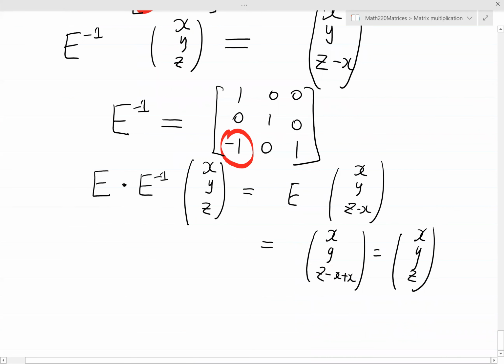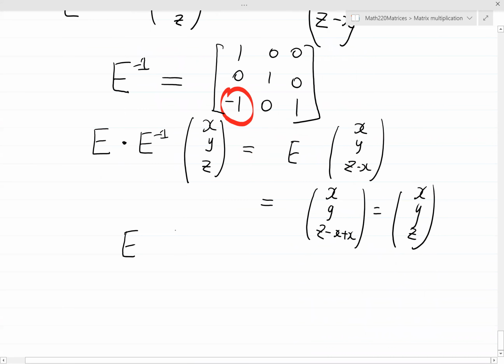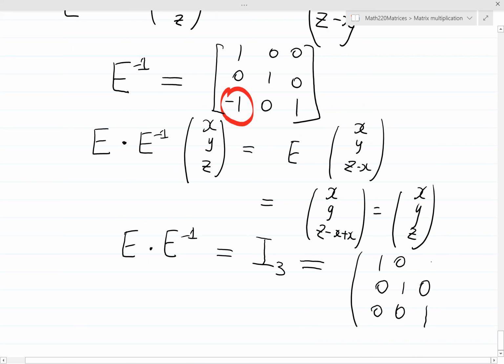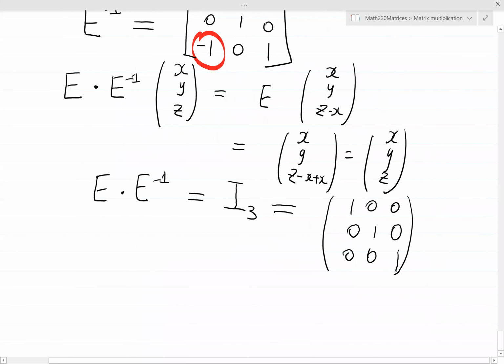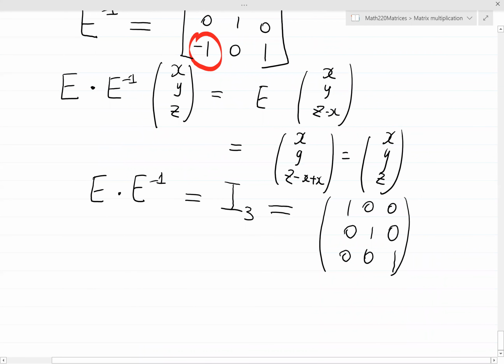So in this case, E and E inverse, of course, composition is the identity matrix I, and since the dimension is 3, it's I3. If you write this down, you get 1, 1, 1 on the diagonal and 0 elsewhere. The identity matrix has 1 on the diagonal and 0 for all other entries. So this is the identity matrix. You can also check using the matrix multiplication rule that we did.